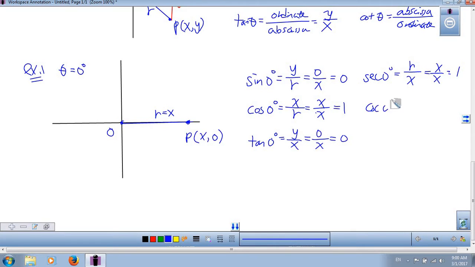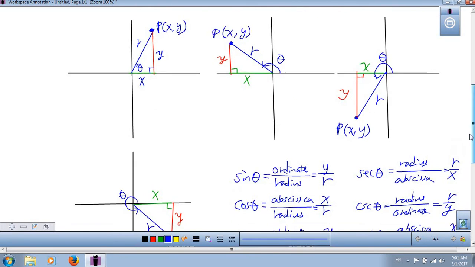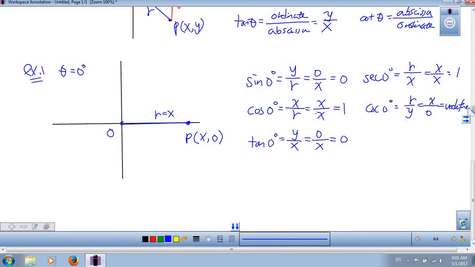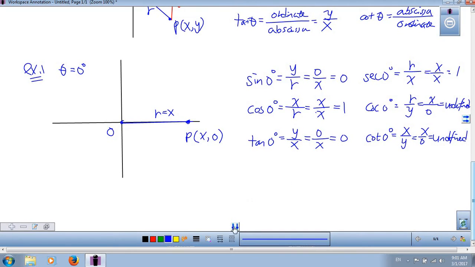What about cosecant of 0 degrees? Well, cosecant is r over y. So r is the same as x, but y is equal to 0. And when you divide by 0, whoa, that's something strange. Can we divide by 0? No, we can't. So when we divide by 0, it's undefined. So the answer is undefined. What about cotangent? Cotangent is going to be x over y, so it will be x over 0. So again, it's going to be undefined. Undefined means there's no answer. It's not defined. We cannot divide by 0. Mathematically and physically, it just doesn't make sense when we divide by 0.